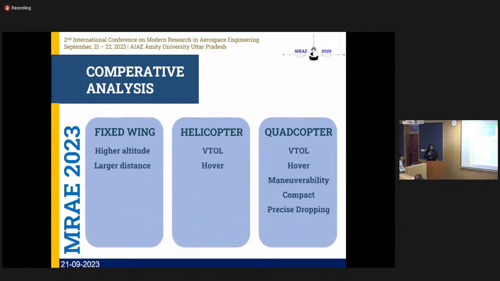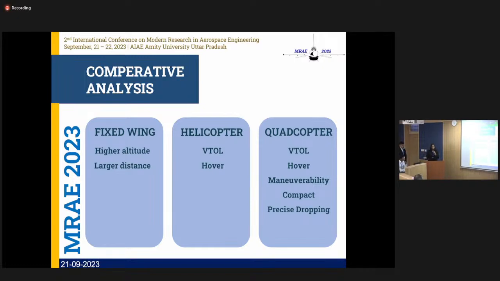So, talking about fixed wing UAVs, they are great for higher altitudes and larger distances. But there's a problem with precision. If we want it to be precise, we have to use complex algorithms, because it cannot hover at a place before dropping the payload. Then coming to helicopters, there's an advantage of VTOL hovering, which is great for payload dropping, but it cannot be used in compact areas.